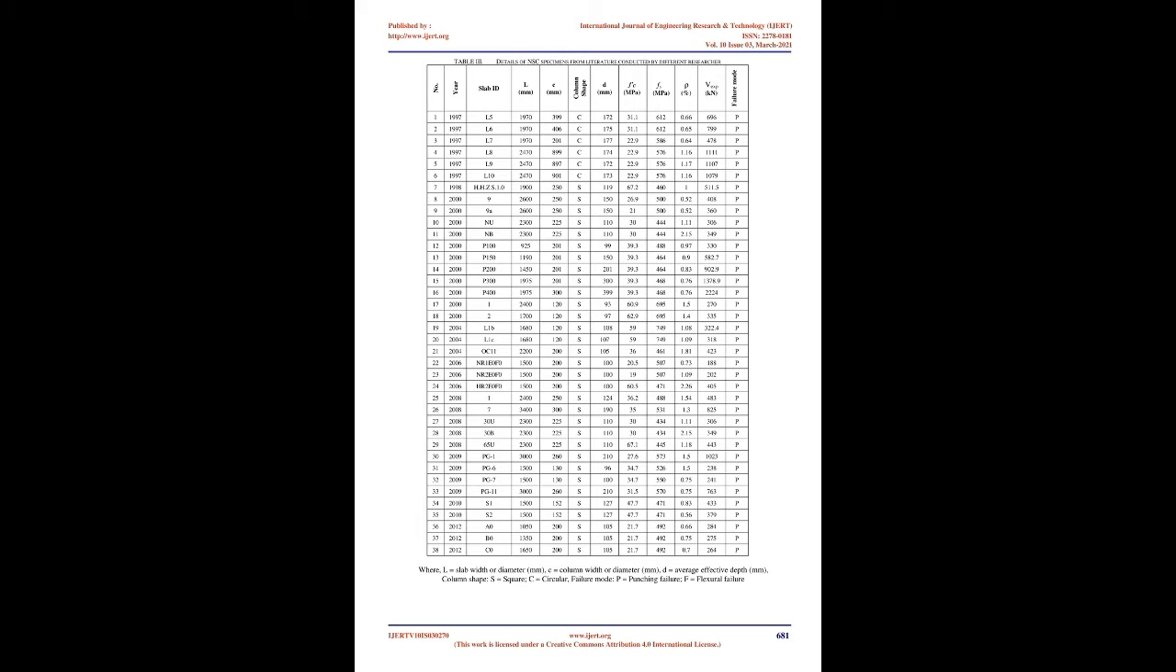EViews 10 statistical program is used to get the equation to predict the punching shear strength of interior column-slab connection of HSC flat plates. HSC specimens from the literature conducted by different researchers were selected for the regression analysis given earlier in Table 2.